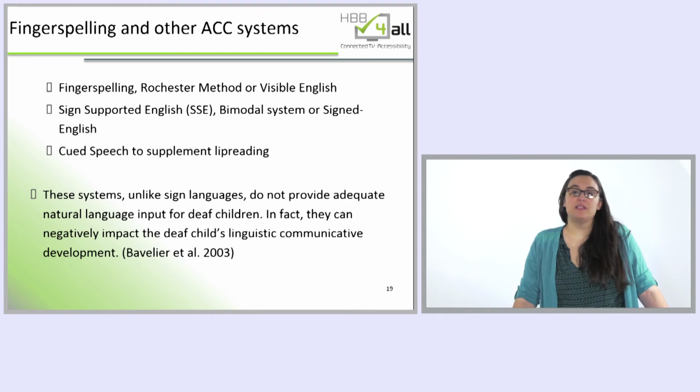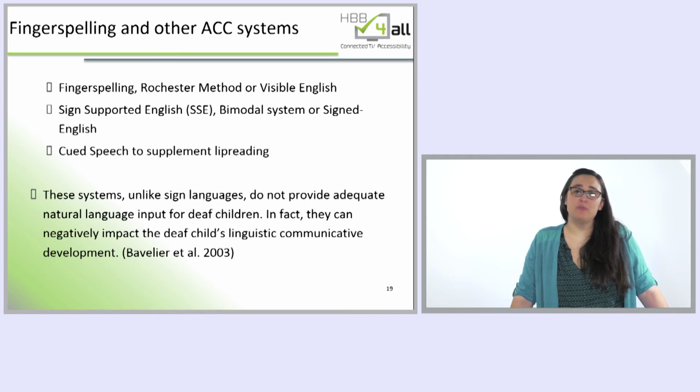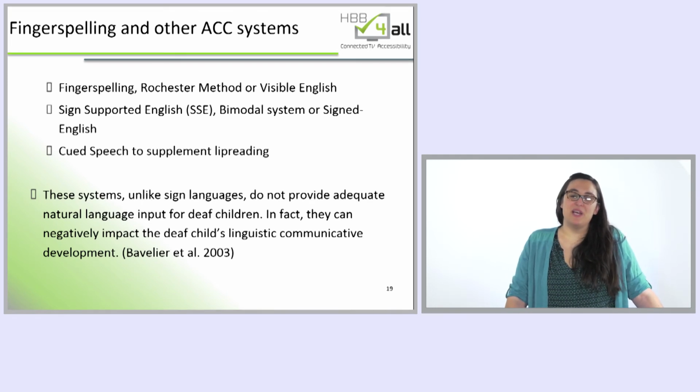So these systems, unlike sign languages, and this is very important, do not provide a natural language input for deaf children. They are very good systems for pedagogical purposes, to access speech, to access print, but using these systems to replace the linguistic input of a natural sign language could have a very negative impact on the deaf child's linguistic and communicative development and skills. So it is important that deaf kids have access to a natural language, either a sign language or a spoken language. And if you want to read more about this topic, please read this reference: Bavelier 2003.